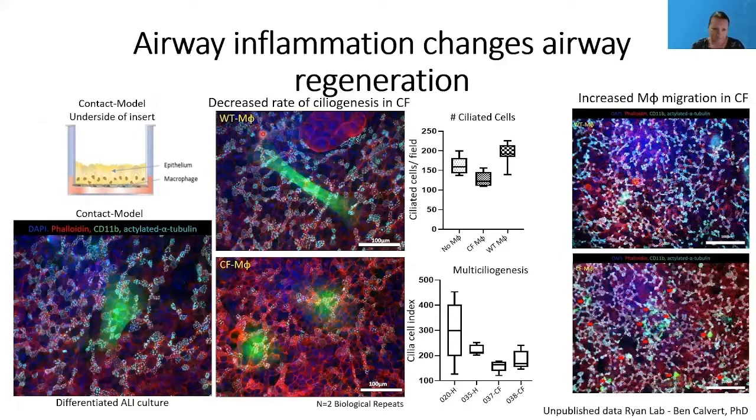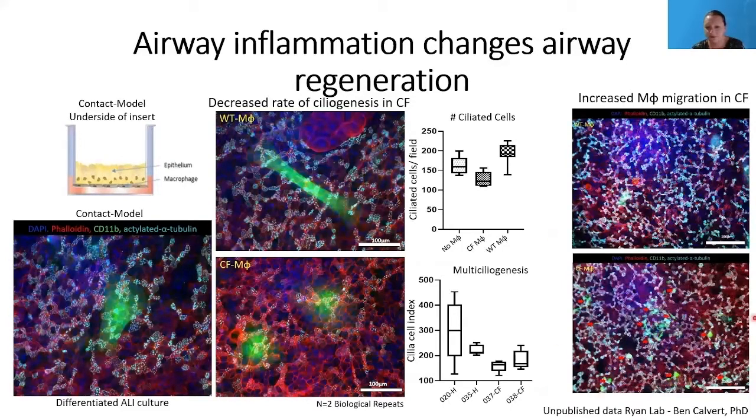When we compare wild-type macrophages to CF macrophages in the wild-type epithelium, we basically just changed the mutation in the macrophages, but not the epithelium. In this case, we can see a significant change in the speed at which the cells are able to differentiate into multiciliated cells. Wild-type macrophages actually stimulate differentiation to multiciliated cells, whereas there is a decrease in the efficiency of generating multiciliated cells when the CF macrophages are present in close contact with the epithelium.